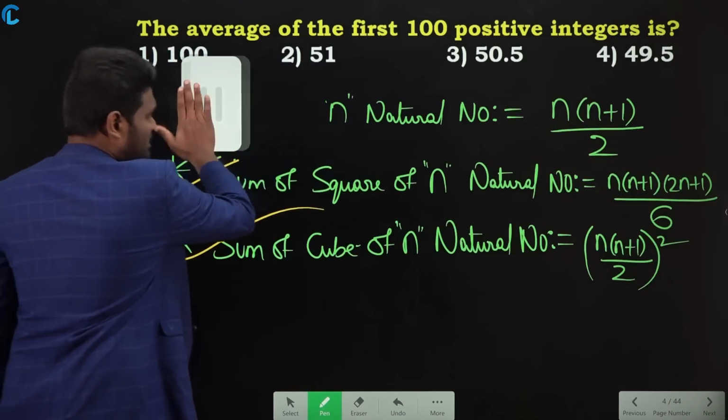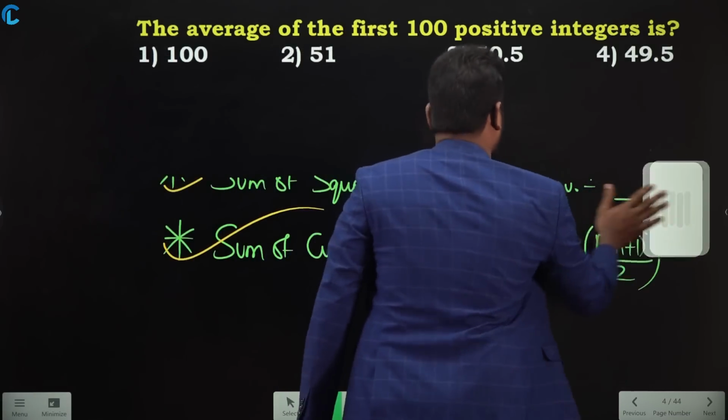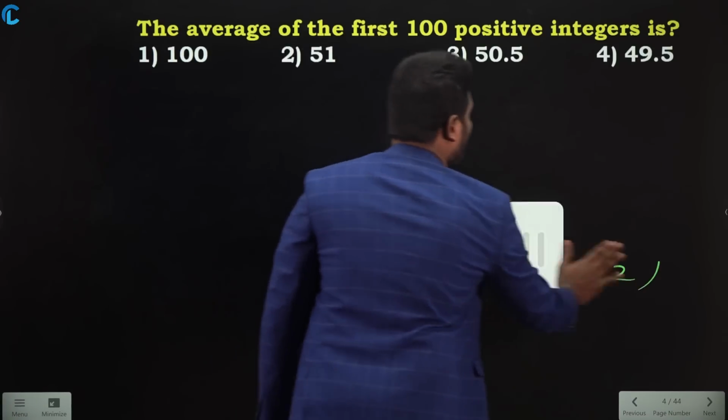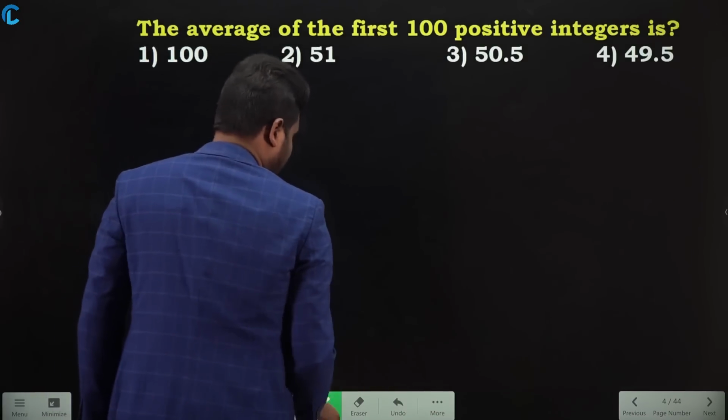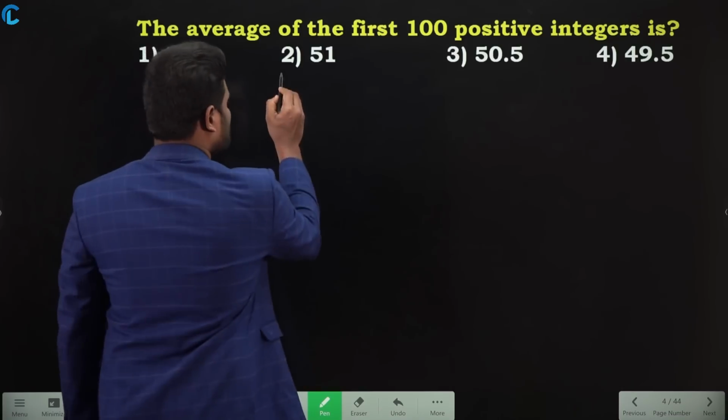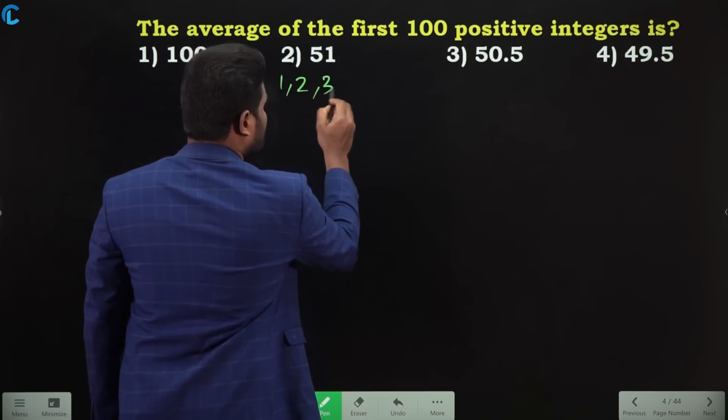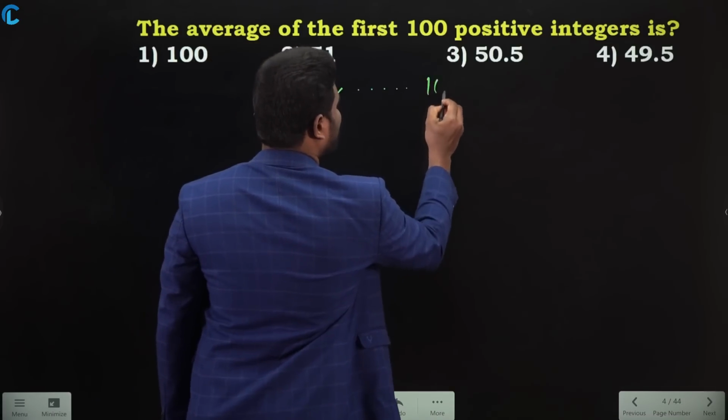Now, once you know these formulas, you can calculate the sum of natural numbers till 100. Yes or no? The sum of natural numbers till 100 means 1, 2, 3, and so on till 100.